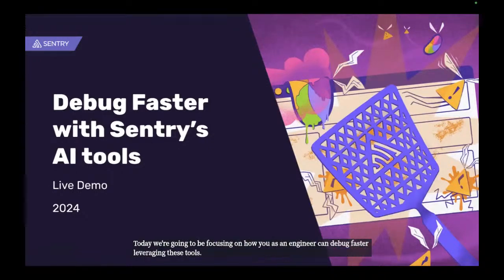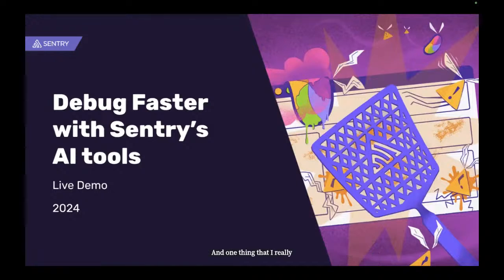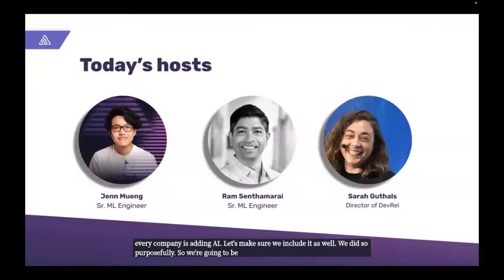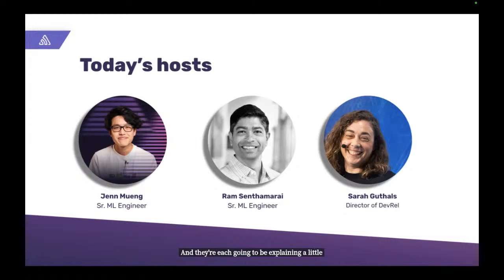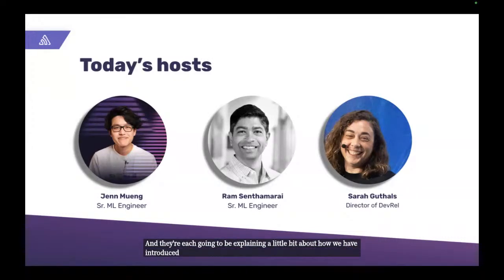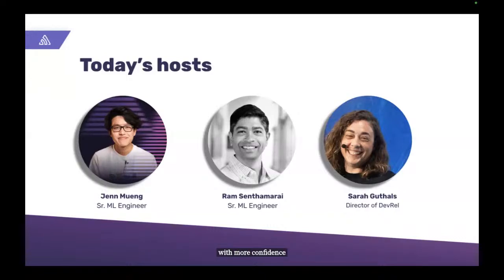And one thing that I really love about the AI tools at Sentry is we didn't just say, every company is adding AI. Let's make sure we include it as well. We did so purposefully. So we're going to be talking with two folks today, Jen and Ram, and they're each going to be explaining a little bit about how we have introduced AI into Sentry to enable you to debug faster and with more confidence. So I will invite Ram up first.